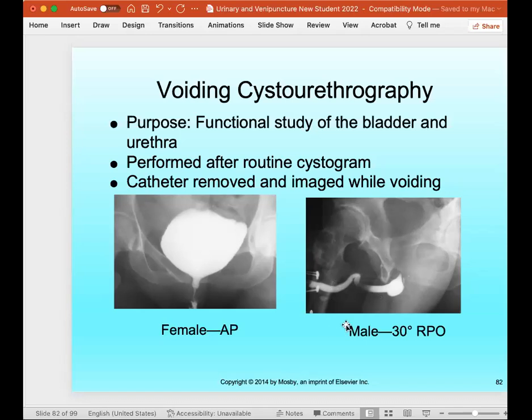And this is how we watch. On females, we watch them void AP with their legs spread apart. In men, we watch them void in an RPO so we can have a better view of the urethra.